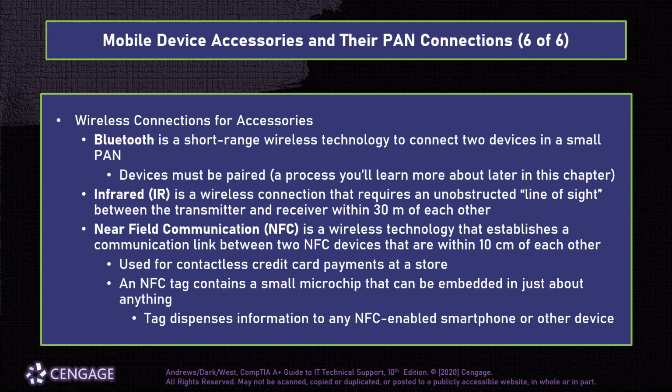Now we talked about ports, we talked about cables, let's talk about wireless connectivity. Bluetooth, very common short-range wireless technology that we use for things like wireless headphones or keyboards. Infrared is a wireless connection that requires a line of sight, which means that from the transmitter to the receiver, within about 100 feet, you should be able to point them at one another.